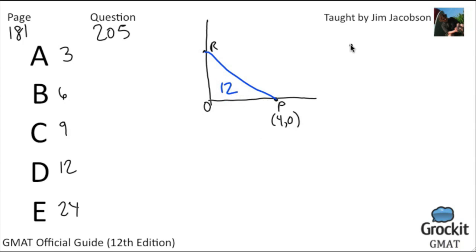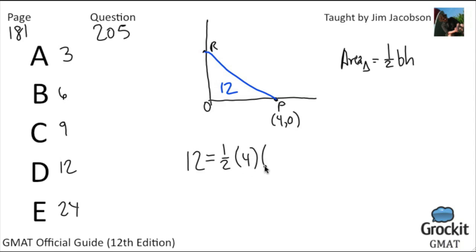So remember the area of a triangle. Area of a triangle equals 1 half the base times the height. So we know that 12, which is the area, equals 1 half of the base. And we know that the base has a length of 4 because we know the P coordinate. So 1 half of 4 times the height, which is the Y coordinate of point R.